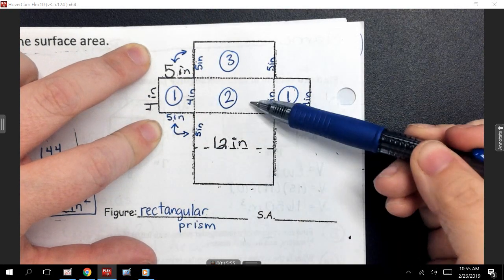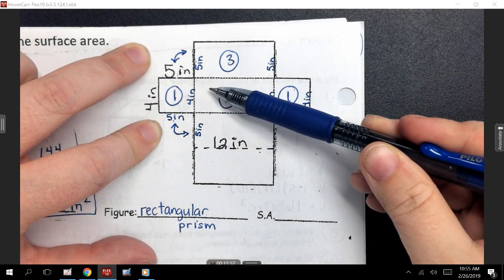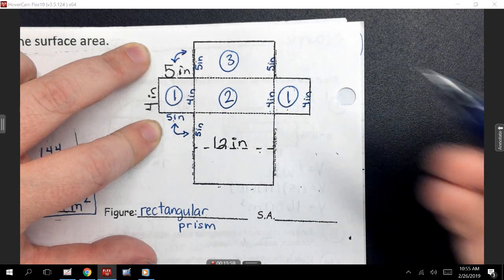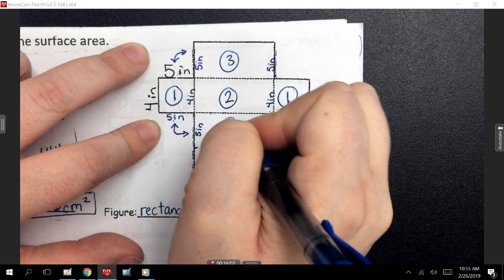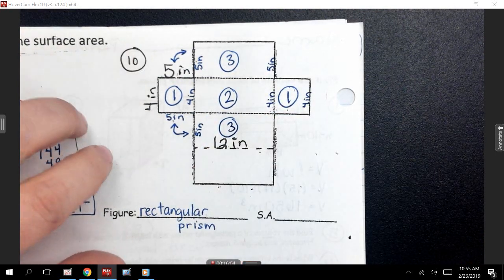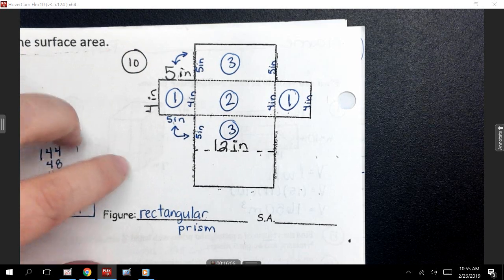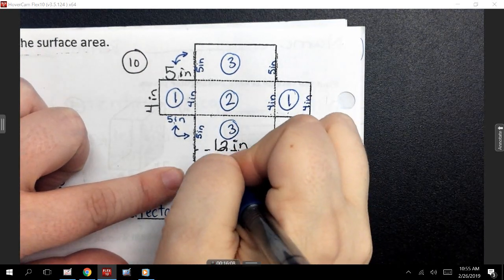So does that match with 2 that says 4? No, that matches with my 3. Okay? So what do you think the bottom one's going to match with? 2. That's the one that's missing a match.